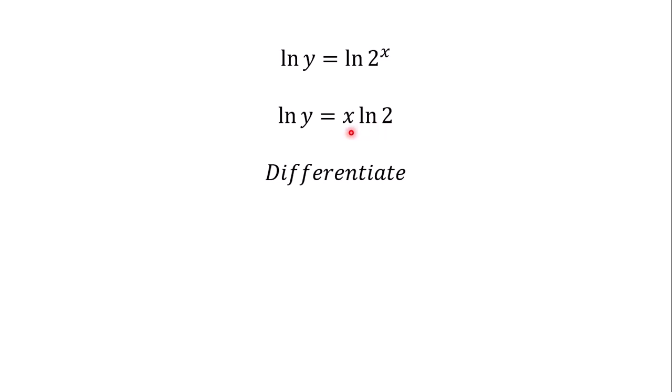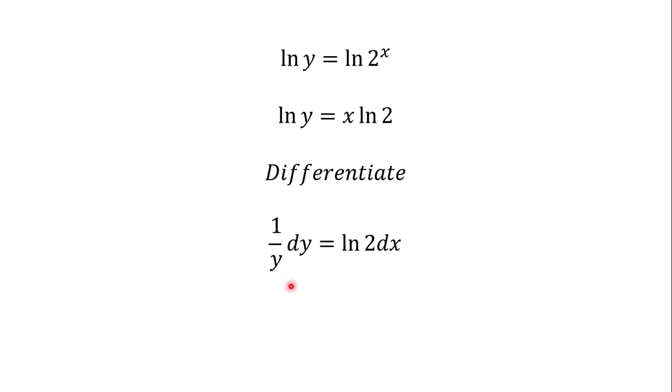If you use the product rule, first you just maintain x and then you differentiate this one. This one is a constant, so when you differentiate it, it will be 0, and 0 multiplied by x will give us 0, okay? So the next one is we maintain this one and then we differentiate x. Now when you differentiate x, we are going to get 1. 1 times ln 2 will give us ln 2. So we get 1 over y dy is equal to ln 2 dx.